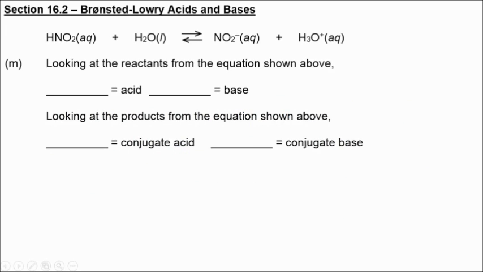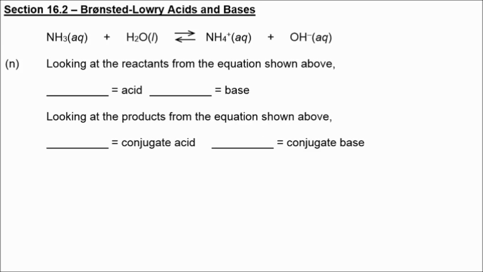So in this particular reaction we have HNO2, nitrous acid, behaving as an acid, and water behaving as a base. The conjugate acid is what happens when water accepts a proton. So the conjugate acid of water is the hydronium ion. The conjugate base is what happens when HNO2 loses a proton. So the conjugate base is NO2-.